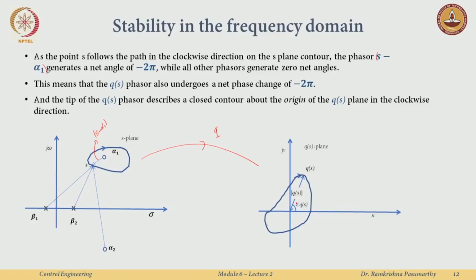Not only that, if I am encircling a zero here, I will encircle the origin here. That is because when s equals alpha 1, what does Q(s) do? When s equals alpha 1, it maps to the origin.